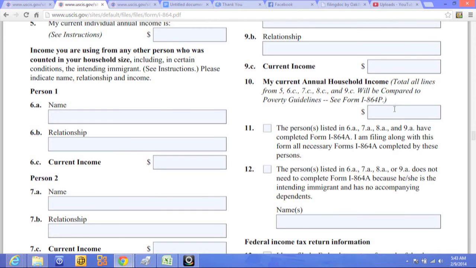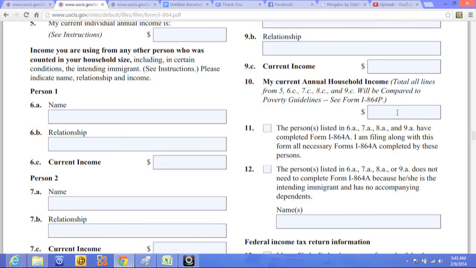But understand also, if you use income of people in your household size, those persons will need to fill another form. They call it I-864A. Anyone in your household size that wants to let you use their income, you can just add the income, the relationship, but they will need to fill another form, I-864A.